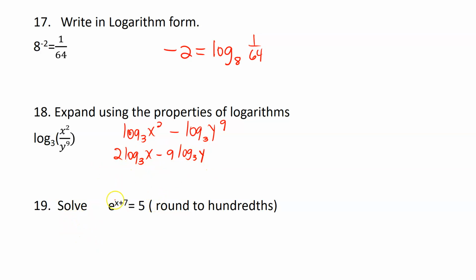Number 19, since x is an exponent, I need to turn it into a logarithmic equation. That's what we did in number 17. So I start with the exponent, write the word log, the base of the exponent is the base of the logarithm, and then 5. Log base e is really ln. Take my calculator, find ln of 5, find that answer, then subtract 7, and you end up with a negative 5.39.